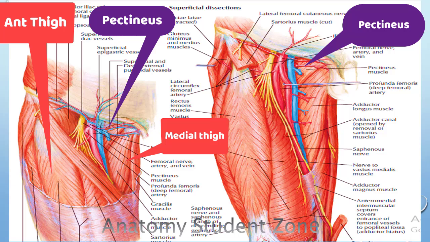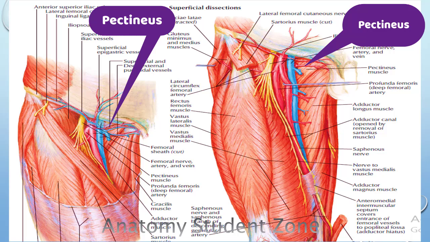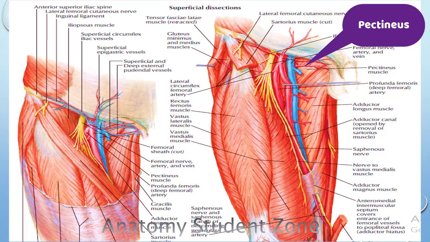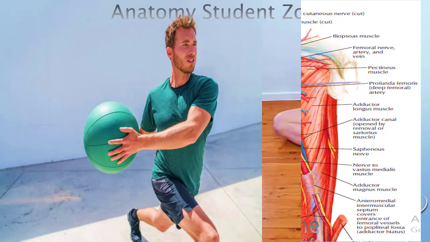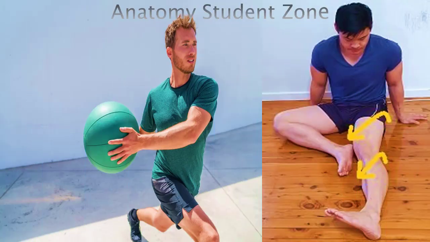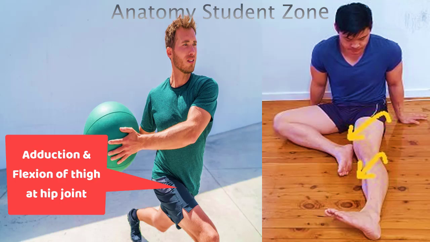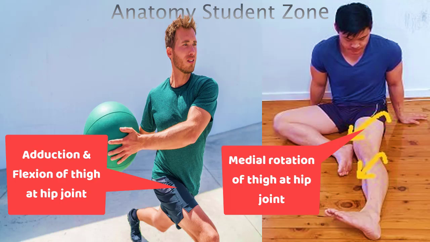It also has a dual nerve supply. The nerve of the anterior compartment, that is the femoral nerve, also supplies this muscle. And sometimes a few branches from the nerve of the medial compartment of the thigh, that is the obturator nerve, also supply this muscle. So pectineus not only has a dual nerve supply, femoral and sometimes obturator, this muscle also has a dual muscle action. It acts at the hip joint, it adducts and flexes the thigh and also assists in medial rotation of the thigh. So besides the flexion, it is going to adduct and medially rotate the thigh.